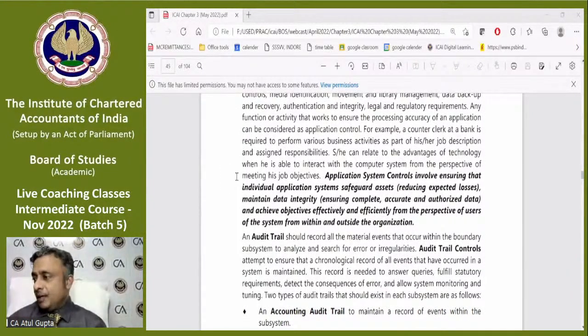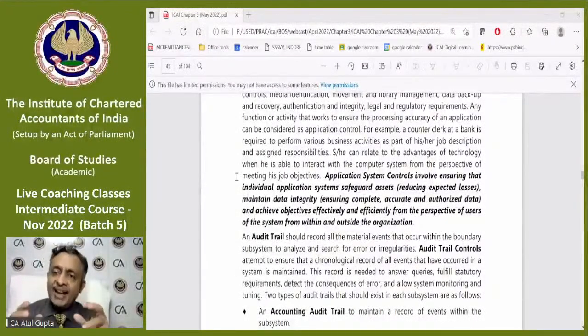What is the purpose? So Himanshu has a good question. Application system control involves ensuring that individual application systems safeguard assets, maintain data integrity, ensure complete, accurate, authorized data is there, and achieve effectiveness and efficiency from the perspective of the user of the system, from within and outside. So the core idea is that whatever applications are being used, they are used in the best possible way, in a controlled manner, and the purpose, objective, and intent of the application is all well achieved.